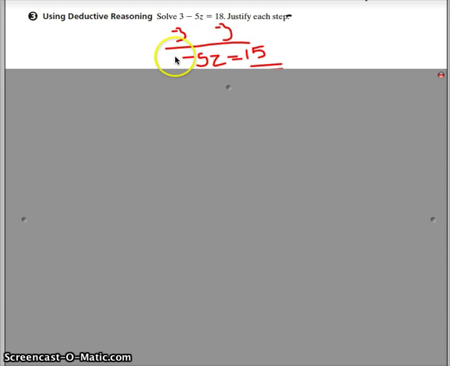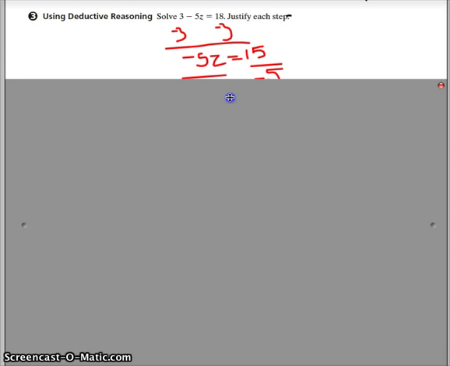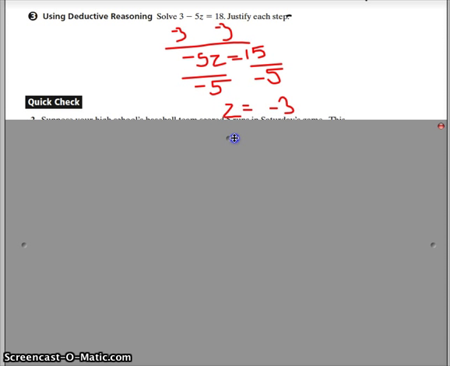Now our final step is to undo the multiplication that's happening here by dividing both sides by negative 5, and we get z to be negative 3. Now, if you're concerned about your answer, it's always a good idea to plug this negative 3 back in. Negative 3 multiplied by this 5 and then the minus sign here is going to give us 3 minus a negative 15, or 3 plus 15, which does give us the 18.